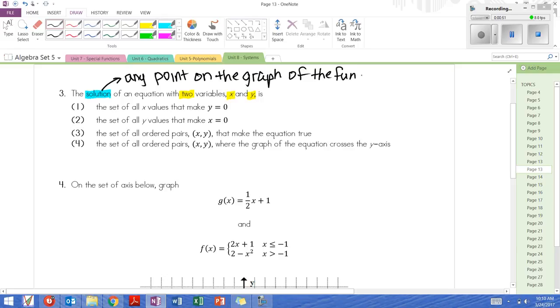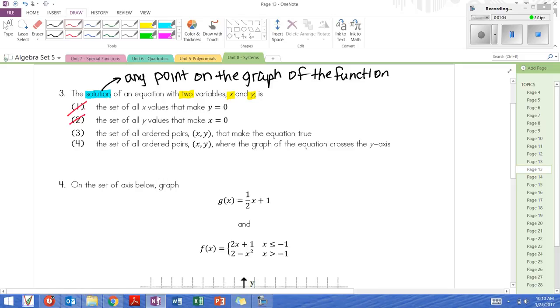All right, so if we look at our answer choices, we should be looking for a point, or at least an x value and a y value together as a solution. Where if it would have just said the solution of an equation with 1 variable x, it would just be the number that makes x true every single time. But now we're looking at 2 variables, so we get an x and a y value. So answer choice 1 says a set of all x values that make y equals 0. Well, that's not true. Y might not always be 0. In fact, it probably isn't. And the same reason why number 2 is wrong, the set of all y values that make x equals 0, that's not talking to us about the points on the graph of the function.